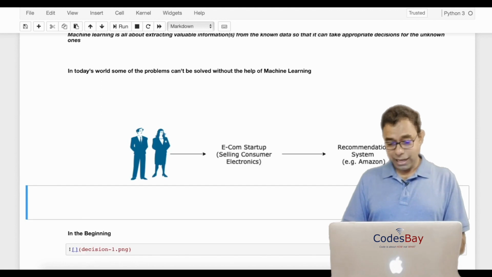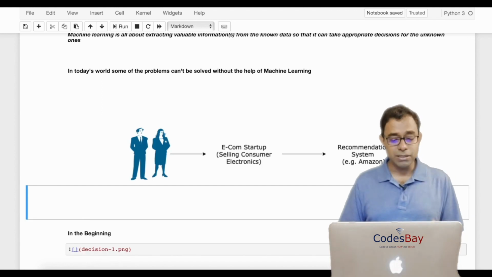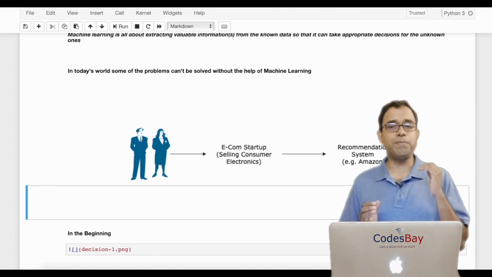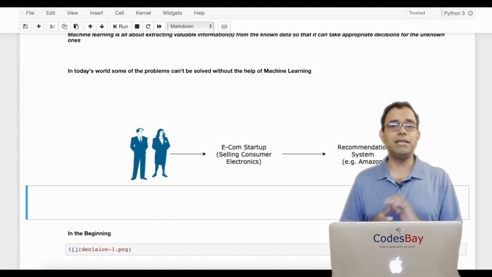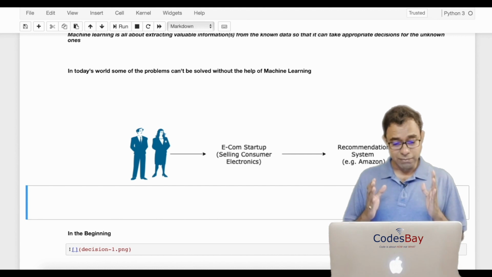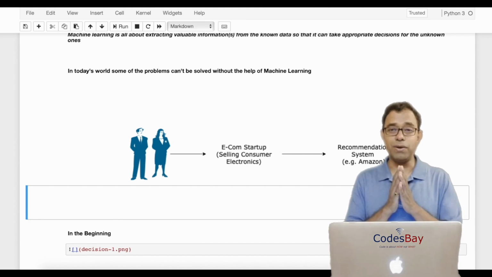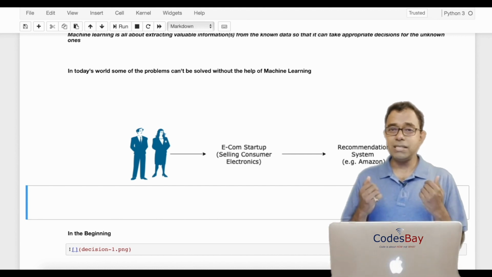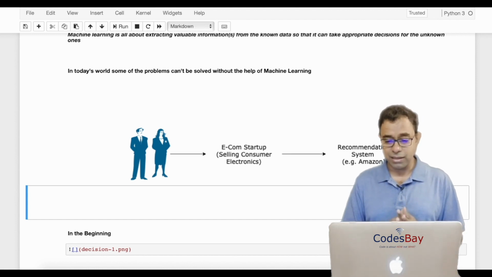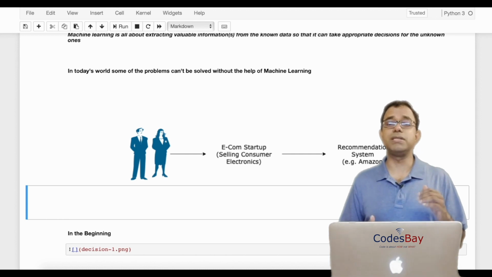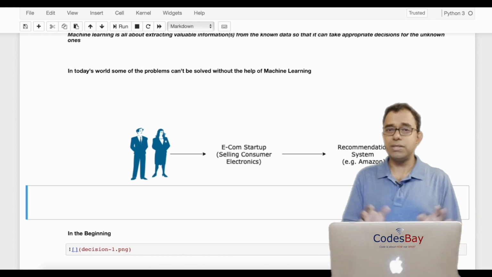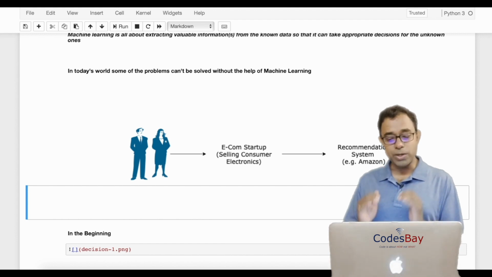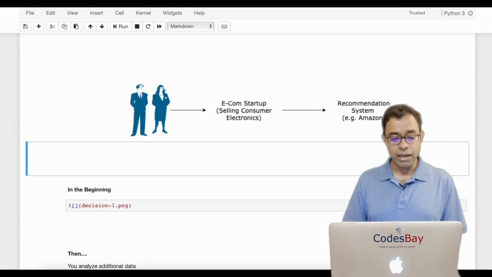Well, I believe all of you have some dreams. So let's assume that you come up with a bright startup idea of creating an e-commerce website which is selling consumer electronics. Good, you have set up the platform, you have everything ready. But once somebody comes to your website, you want to have a recommendation system in it, where you recommend the person to buy additional things, just like Amazon, correct? So this is your startup idea and you want to build a recommendation system.